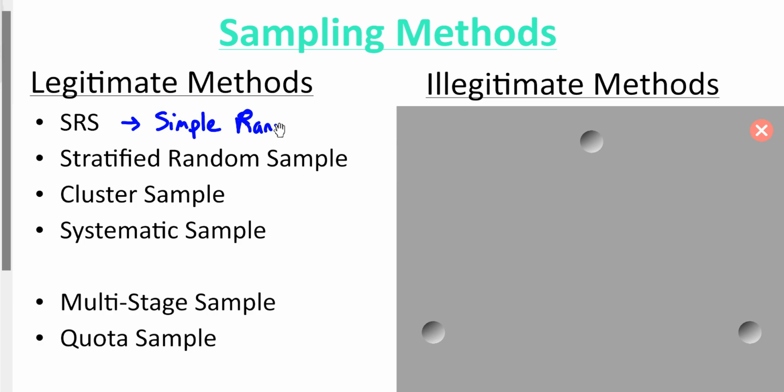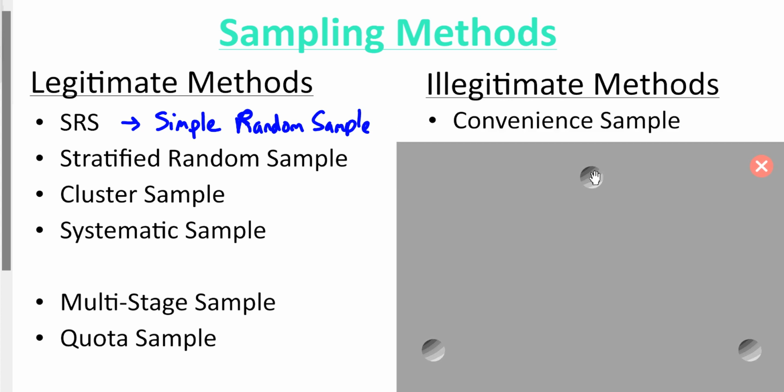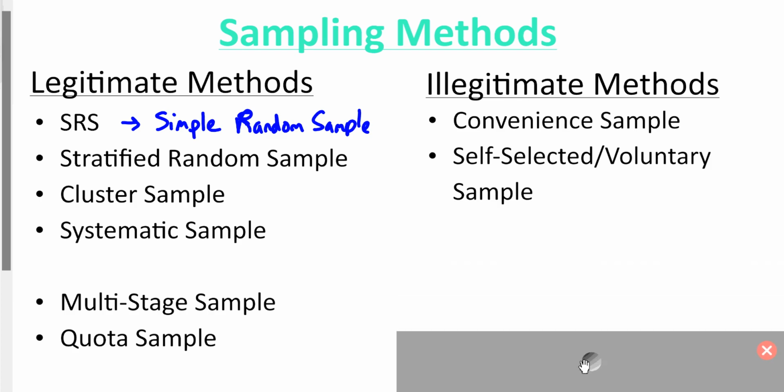Simple random sample. We have something called a stratified random sample, a cluster sample, systematic sample. Then we have a couple other ones that are less commonly used, multi-stage sample or quota sample. We also have some illegitimate ones, convenience samples, self-selected samples, and I'll even add one on there that we're going to get to, sometimes called a judgment sample. Probably way less common, but it is a thing. Kind of a convenience sample, but it's based on a little bit different. So let's talk about each one individually.